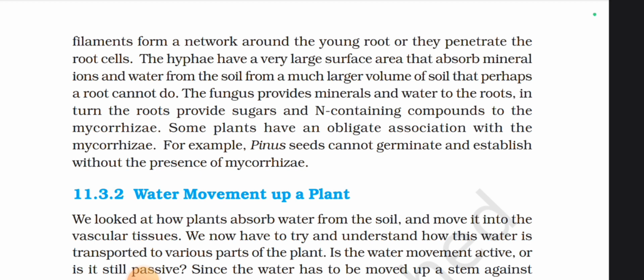Mycorrhiza को क्या क्या मिलता है? Sugar मिलता है और nitrogen containing compounds. Some plants have an obligate association with the mycorrhiza. For example, Pinus seed cannot germinate and establish without the presence of mycorrhiza.